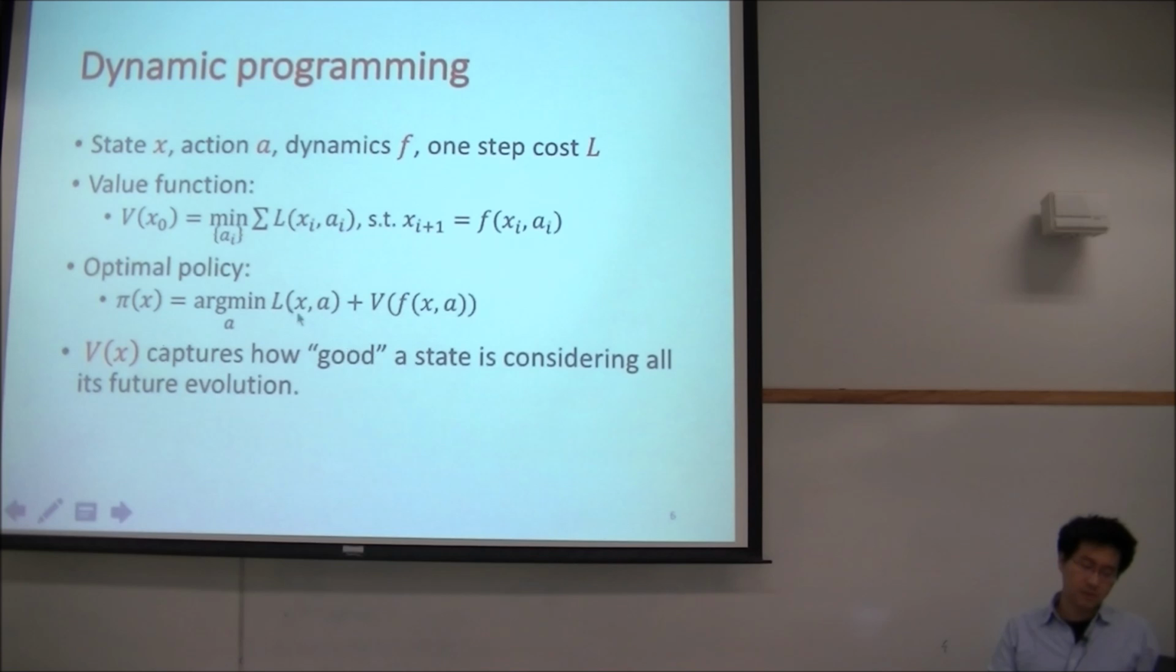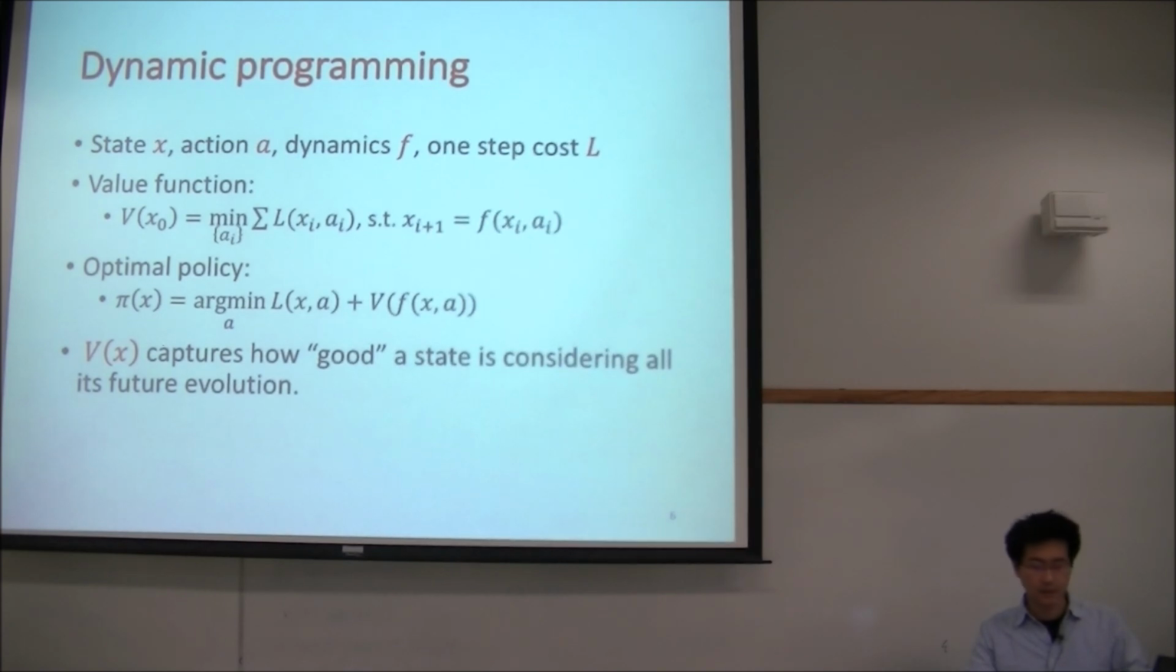So once we have this value function, it's very easy to exploit it and use it to generate an optimal policy, which is essentially for every state, what you do is you look at the action that gives you the minimum sum of the one-step cost function plus the value function evaluated at your next state. So value function is good. Once we know value function, we can do optimal control. That's the basic idea for this slide.